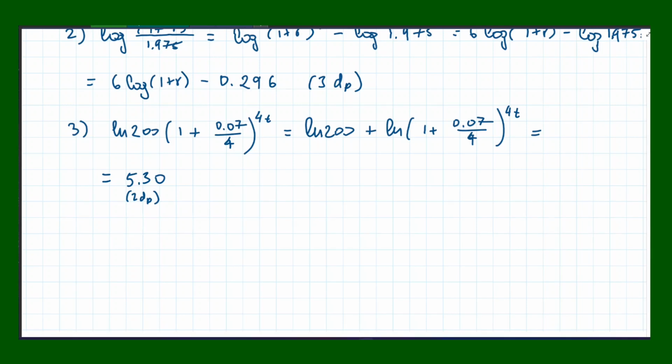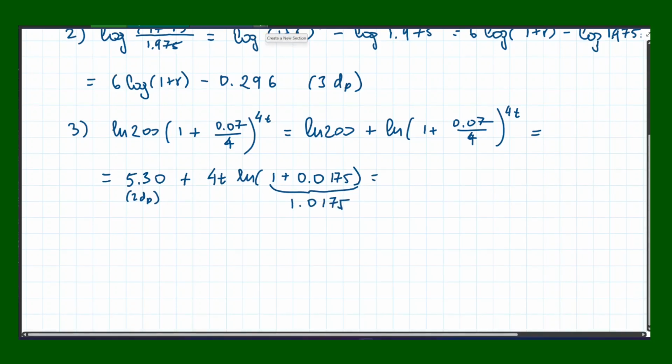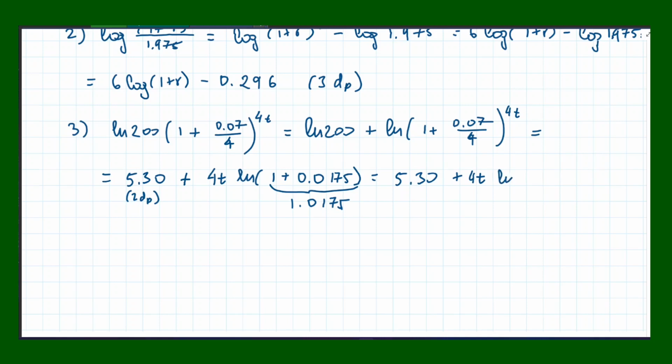So that was ln 200, but now I've noticed that in the second term, the ln bracket to the 4t, the 4t is the exponent, so I can bring that down to the front. So I can write 4t ln of 1 plus, and again, I've got 0.07 divided by 4, which is just 0.0175. Now, there's one more thing that I would like us to do here. This addition we can carry out. So this would be 1.0175.